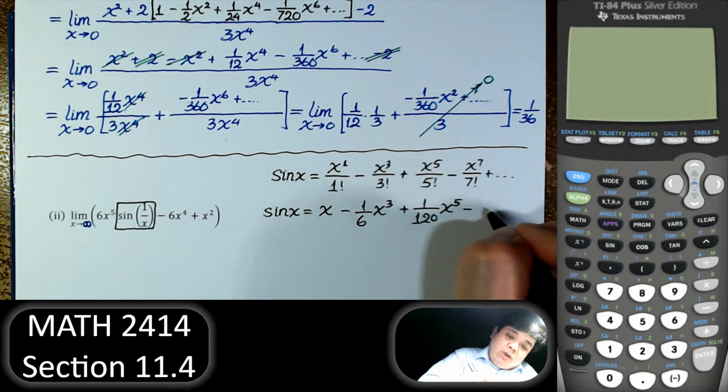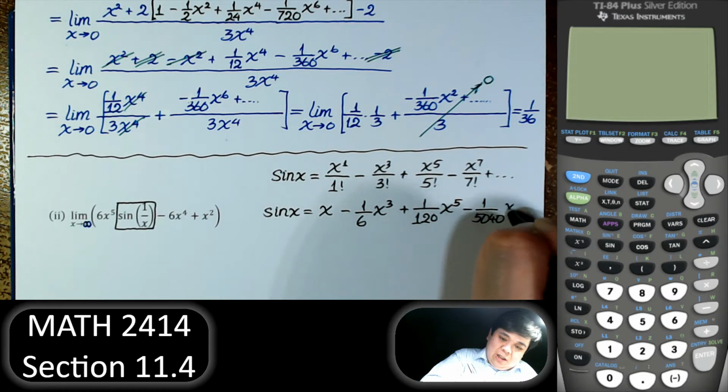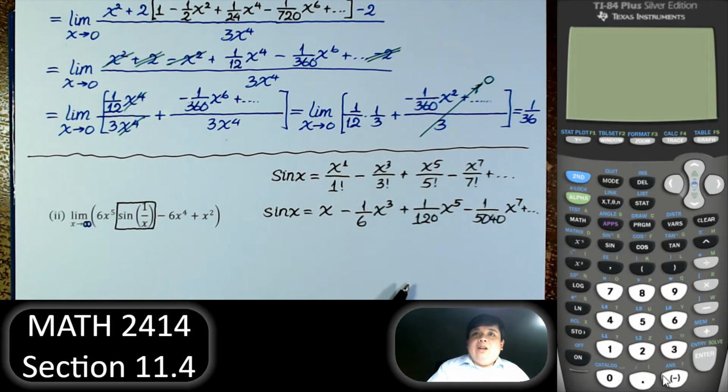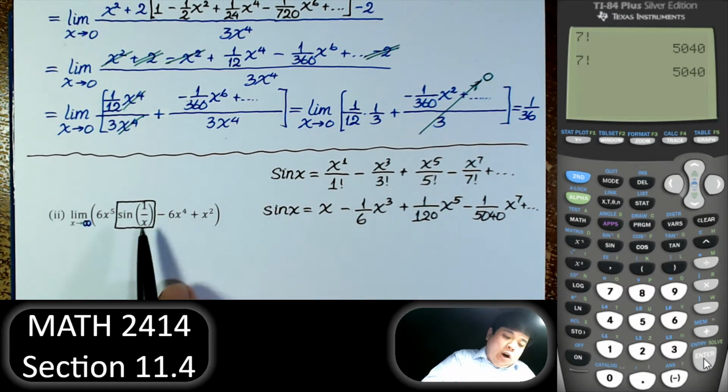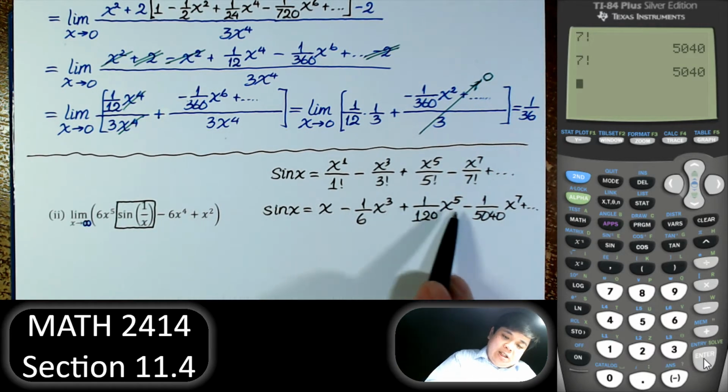And 7 factorial I think is 5,040. And because I don't like it, so 7 factorial. Yep. Now we're going to put 1 over x into all of the x's.